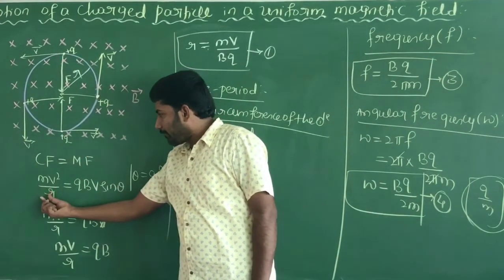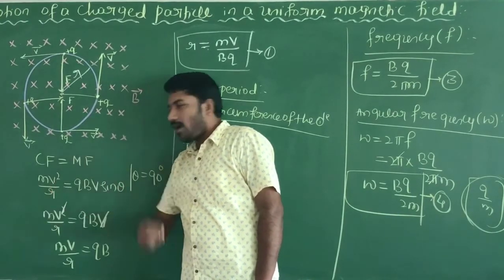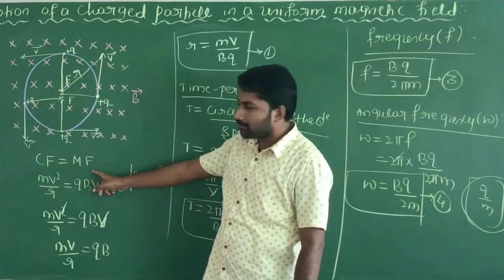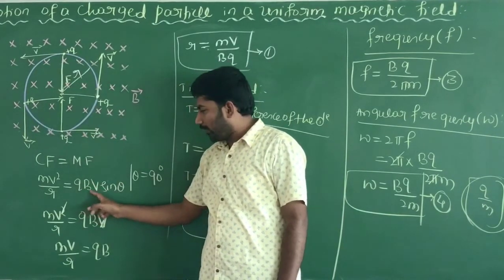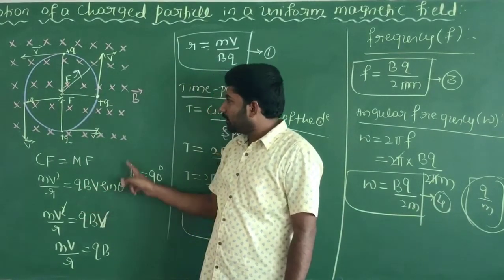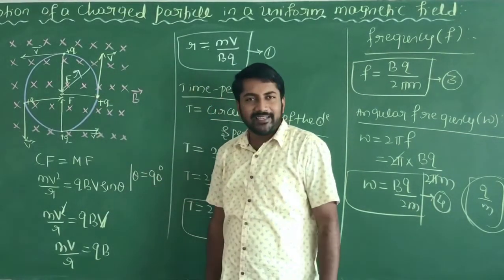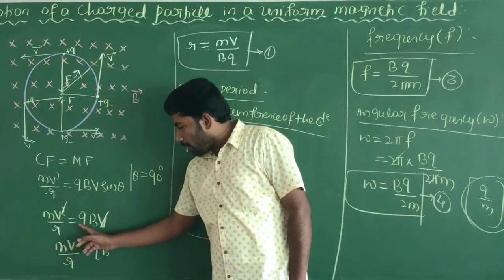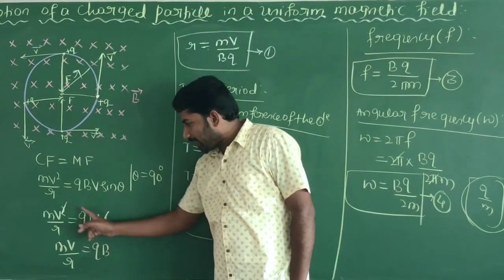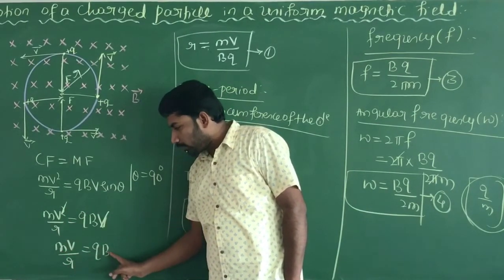Using the centripetal force equation, the centripetal force is mv square divided by r. And from the magnetic force equation, the force experienced by the moving charged particle is q into B v sin theta. Here they are mutually perpendicular to each other, theta equal to 90 degrees. Then force is maximum. mv square divided by r is equal to q into B v. v and v square get cancelled. We get only mv divided by r is equal to q into B.